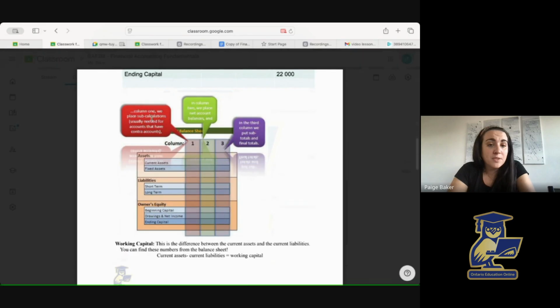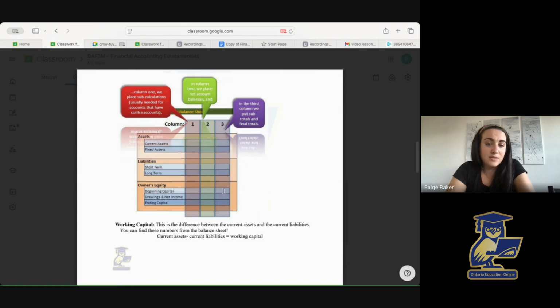Here is another visual of the columns. So column 1, we place sub calculations, usually needed for accounts that have contra accounts. In column 2, we place net account balances. And in the third column, we put subtotals and final totals. So the only thing that should be in this column here will be final totals. Okay, the first column is for subtraction, the second is for addition, and the third one is for finals.